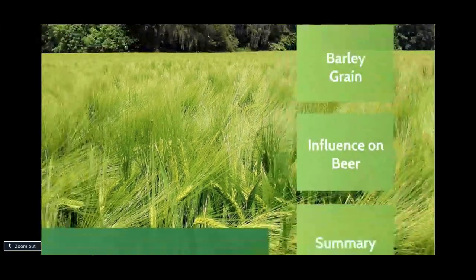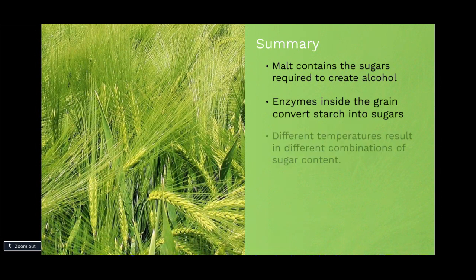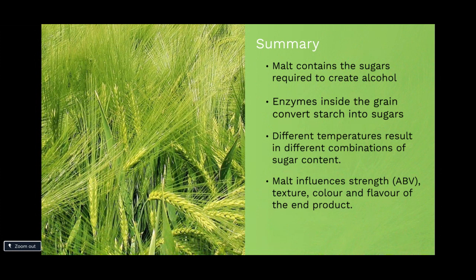Okay, so to summarize this video, malt contains the sugars required to create the alcohol. Enzymes inside the grain convert starch into sugars. Different temperatures result in different combinations of sugar content, and in turn influence the alcohol content. Malt influences strength, or ABV, texture, colour and flavour of the end product. And varying the malt leads to different end results. So there's all sorts of ways, as you can see in this, where you can change the outcome of the beer.